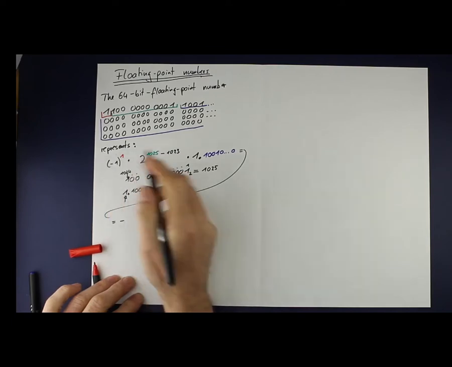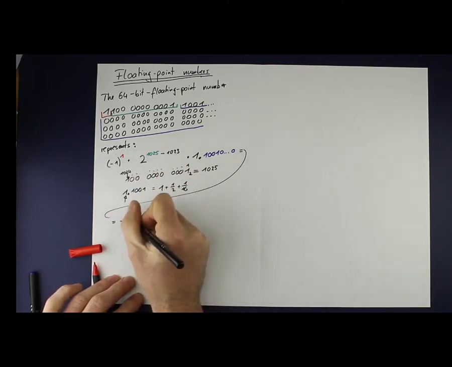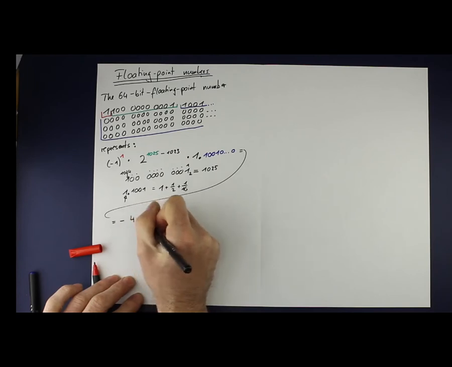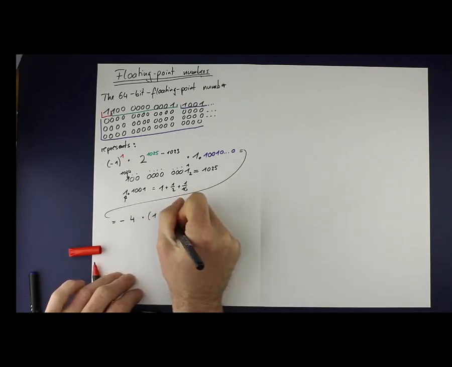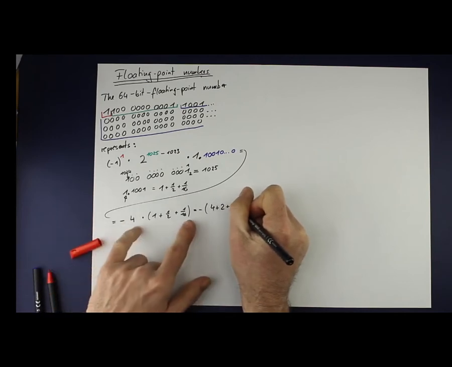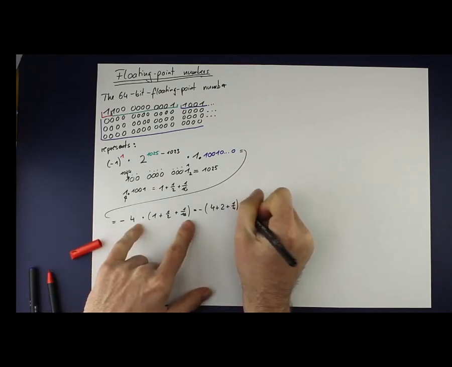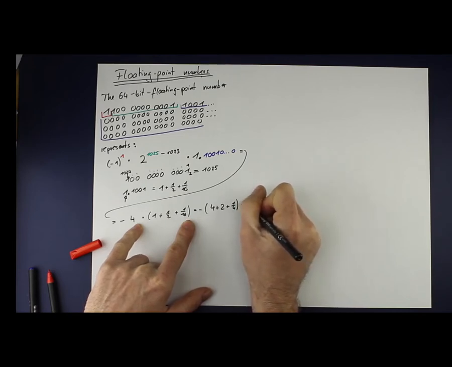Minus 1 times 2 to the power of 2. So it's 4 times this number. And this is 4 plus 2 plus a quarter. And so it's 6.25, but minus 6.25.